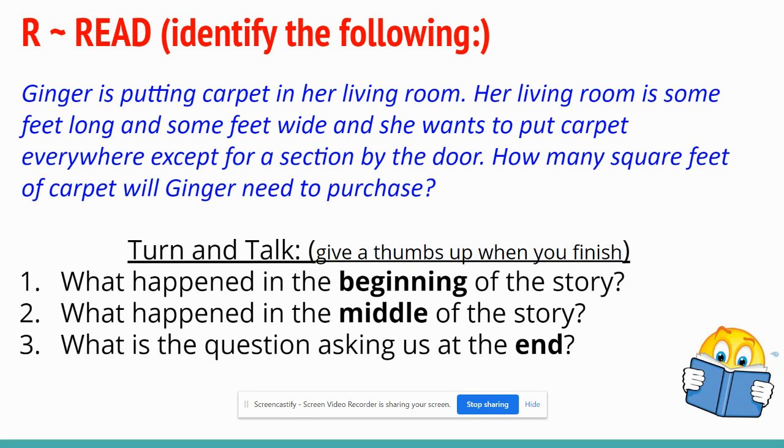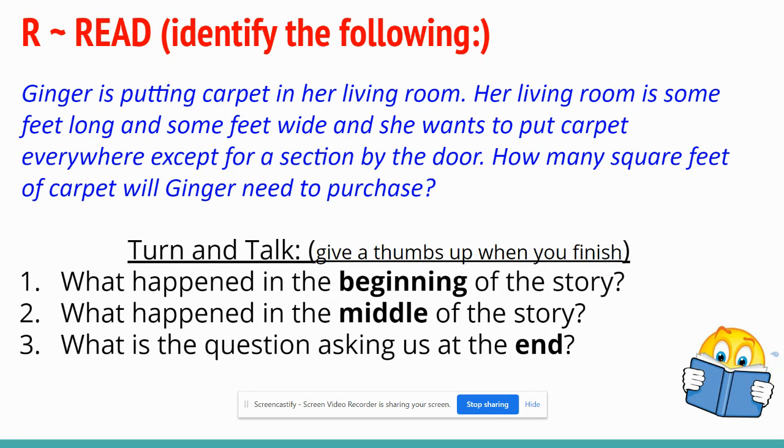Okay, so what happened in the beginning of the story? So in the beginning of the story, we know that there's some carpet going in a living room, and we know that that room is some feet long and some feet wide. In the middle of the story, we know that she wants to put carpet everywhere except for a section by the door. I don't know if that's because maybe she wants to put down some tile or some wood flooring. We're just not really sure. And for the sake of this problem, it doesn't really matter.